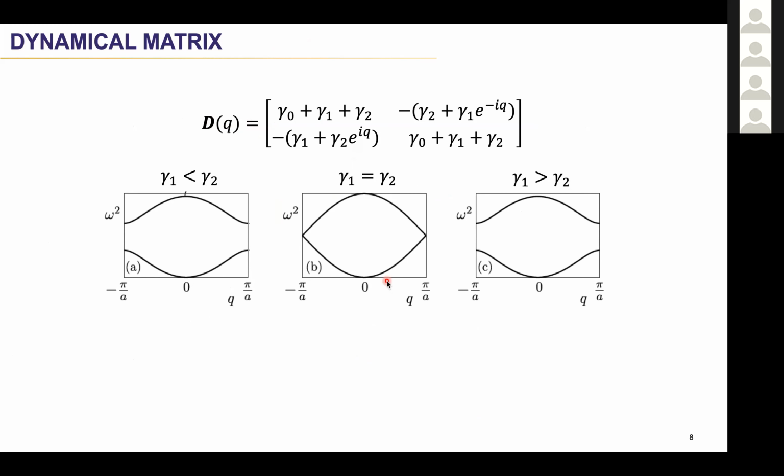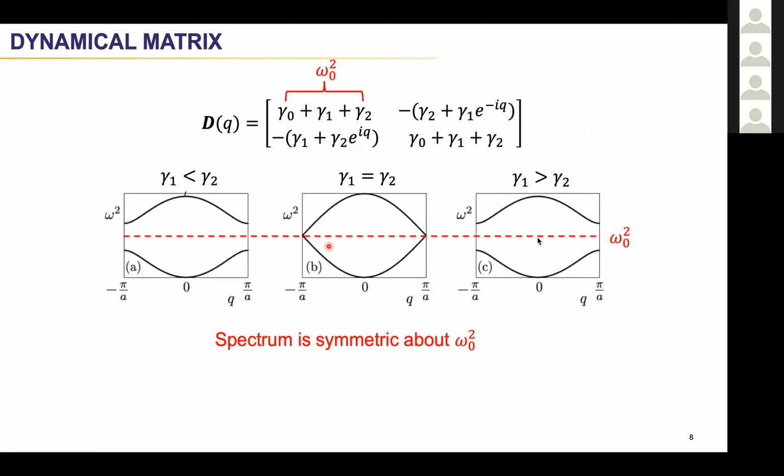We can then calculate the eigenvalues of this dynamical matrix to plot the dispersion diagram between frequency and wave number. The interesting thing about this matrix is that, first of all, it's a Hermitian matrix and its diagonal elements are the same. So this makes this spectrum symmetric about a fixed frequency. As you can see here, this omega square is the same as these diagonal elements. And note that the symmetry is seen when we plot omega square versus Q instead of omega versus Q.